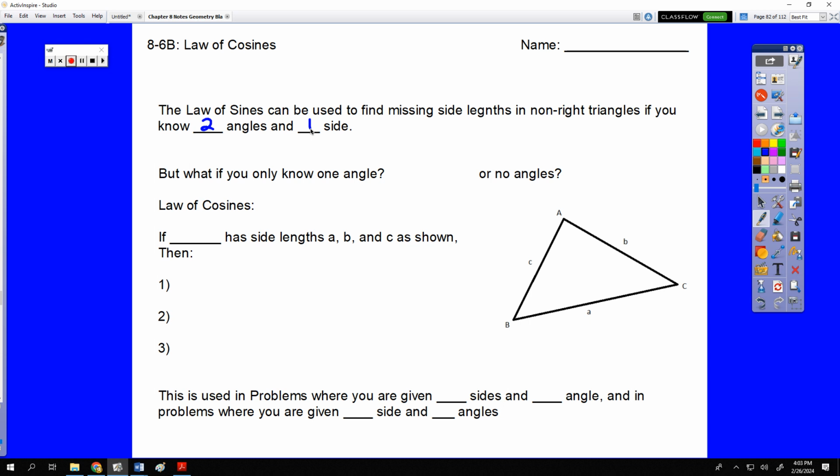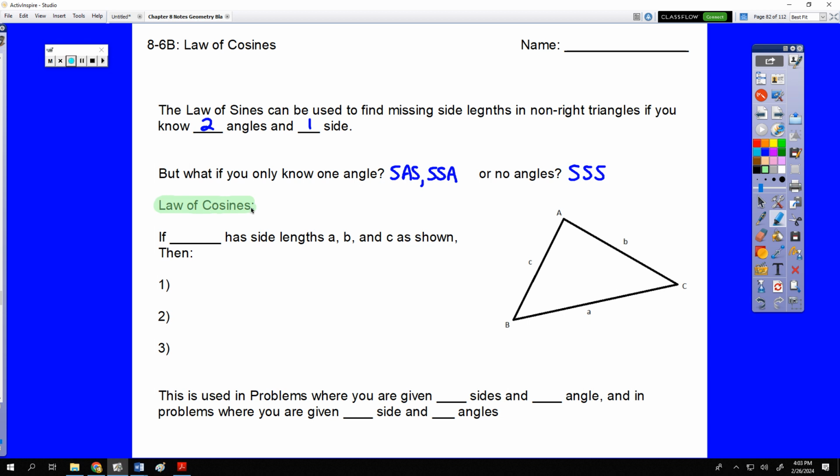What if you only know one angle? What if you know side angle side, or two sides and a non-included angle? Or what if you don't know any angles, side, side, side information? If that's what you know, you've got to have another rule that allows you to continue to work with those triangles. That rule is known as the law of cosines.